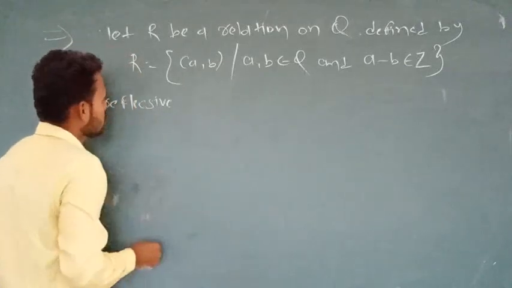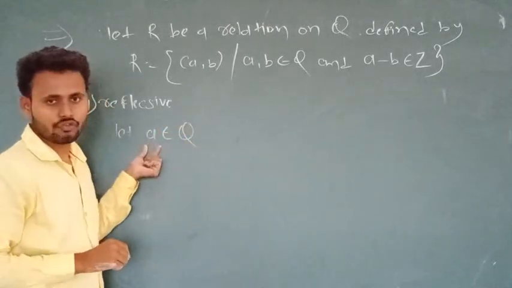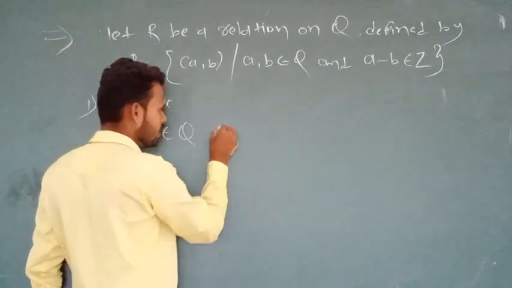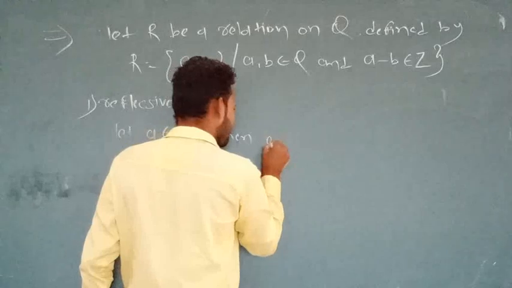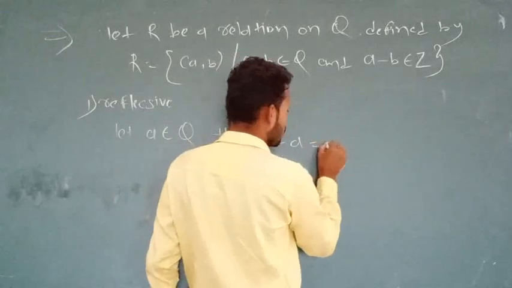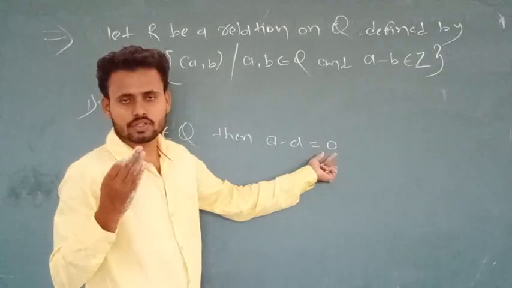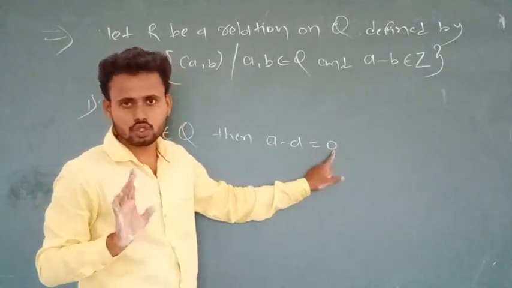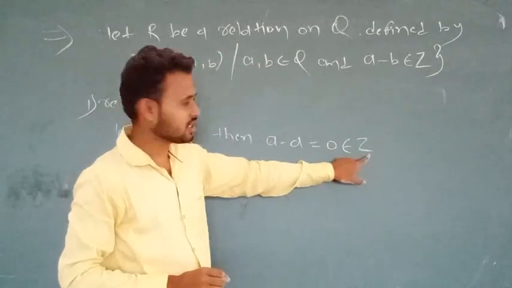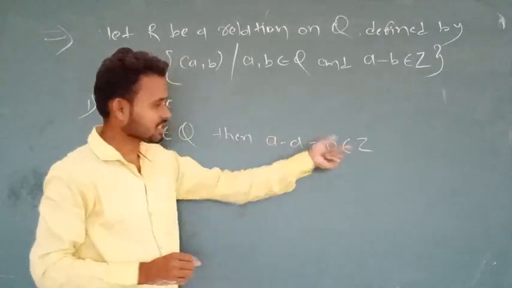Here, first explain: let A belong to Q. Suppose we take A to be any rational number, A belongs to Q. Then if we take the subtraction A minus A, which is equal to 0, and 0 is what? 0 is an integer. The set of integers starts with 0, plus or minus 1, plus or minus 2, and so on. Therefore 0 also is an integer. Therefore 0 belongs to Z, 0 belongs to the set of integers. Therefore we say that A minus A also belongs to the set of integers.